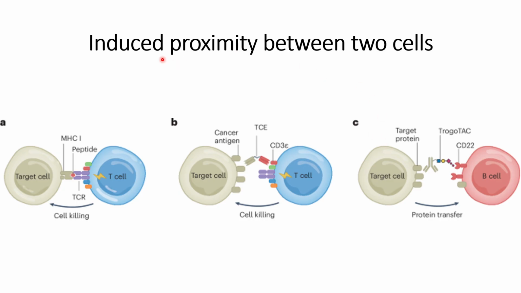So this is some of the three examples where induced proximity between two cells could enhance the immune response. And if you need to understand more about their functioning in detail, you can go through the reference that has been provided in the description.